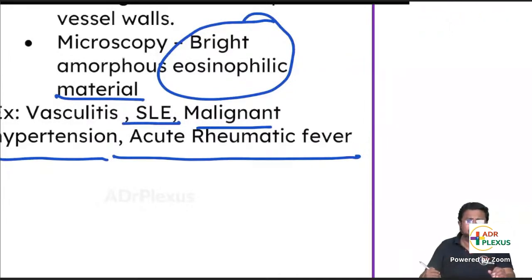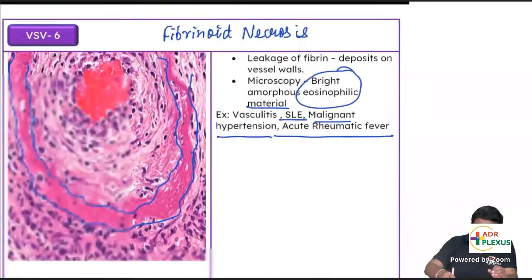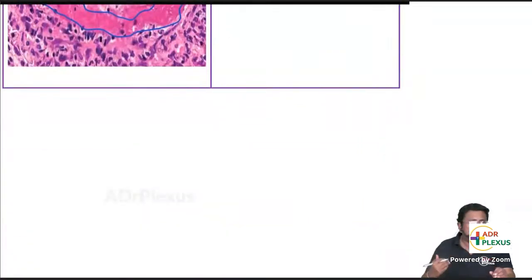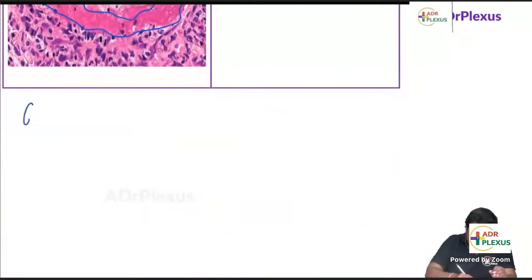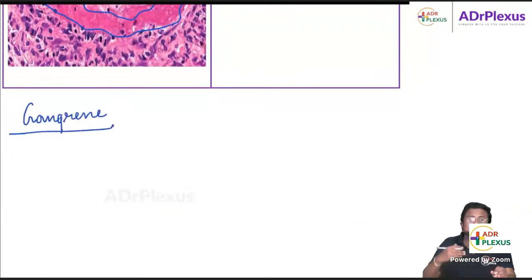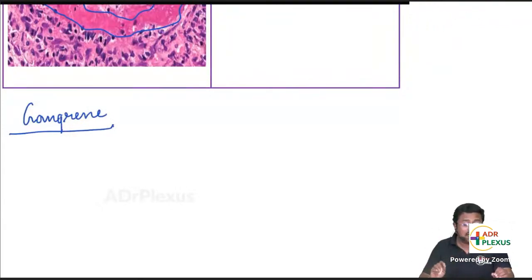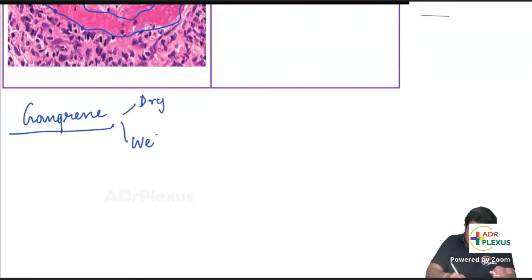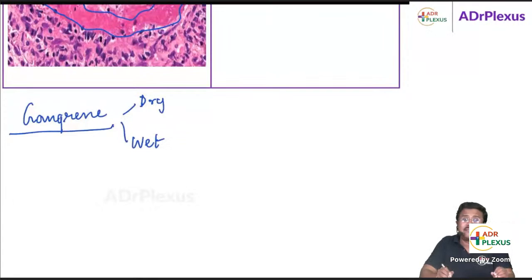Okay. Now, a few words about gangrene. You have two types. What is gangrene? Gangrene is nothing but necrosis with superadded putrefaction. Mainly you have two types of gangrene, dry gangrene and wet gangrene. Dry gangrene, where will you be getting it?